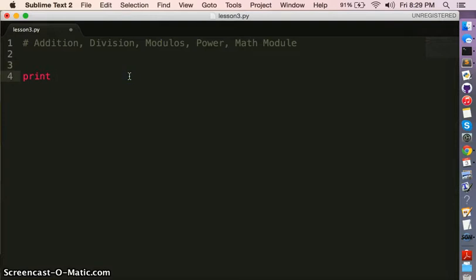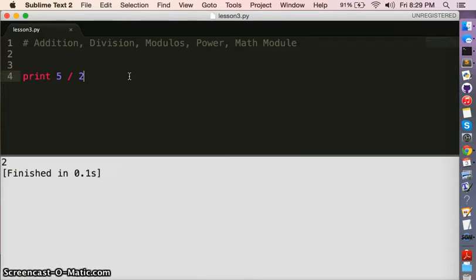Just like addition cared about whether you're using integers or floats, division is even more so. Let's say I do integer 5 divided by integer 2. You're probably thinking, oh, 5 divided by 2, the answer is probably 2.5. Nope, it turns out that 5 divided by 2, in terms of Python, is 2. This is because it's not doing real division, it's actually doing integer division.